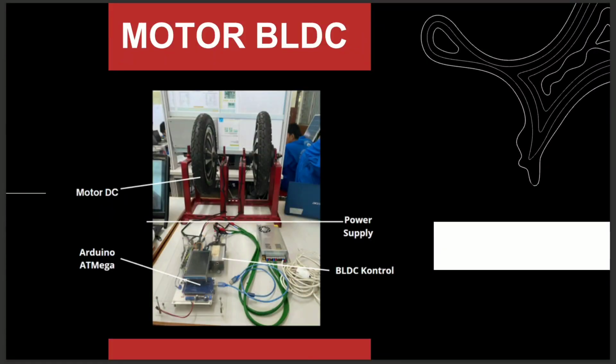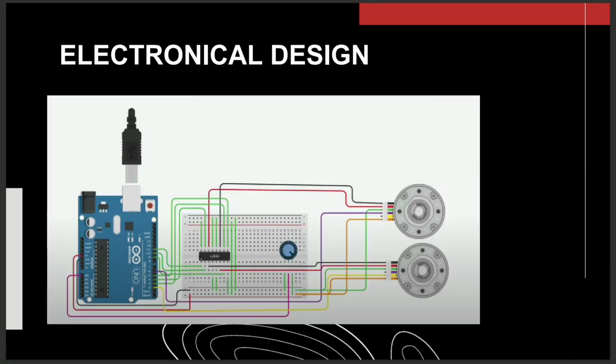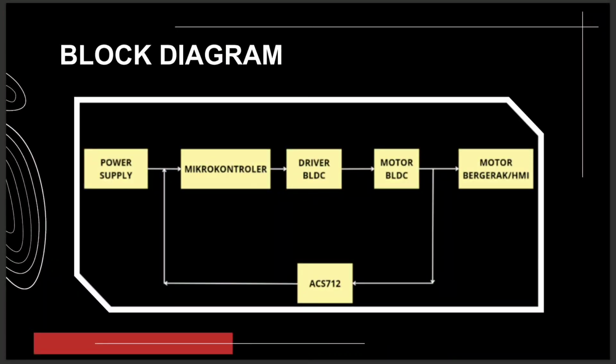Here is the picture of the BLDC motor. There are some components on it, such as motor DC, Arduino Atmega, power supply, and BLDC control. Next, here is a picture of the mechanical design. Then, here is the picture of the electronic design. Well, it is a block diagram. As you can see, it starts from the power supply, microcontroller, driver BLDC, motor BLDC, and the motor can run.